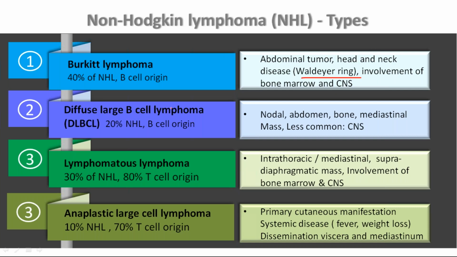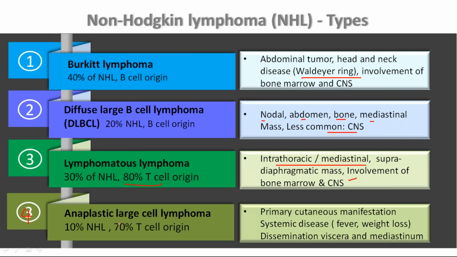The second one, again from B cell, is diffuse large B cell lymphoma. It accounts for about 20% and presents as nodal, abdominal, bone, and mediastinal mass, less commonly CNS. Now, sorry, this has to be the fourth. So 3 and 4 are the T cell lymphomas. The third is lymphoblastic lymphoma. It accounts for 30% of NHL, and most of the T cell lymphomas are lymphoblastic. Common manifestations are intrathoracic and mediastinal, supradiaphragmatic as always. Involvement of bone marrow and CNS is very common.